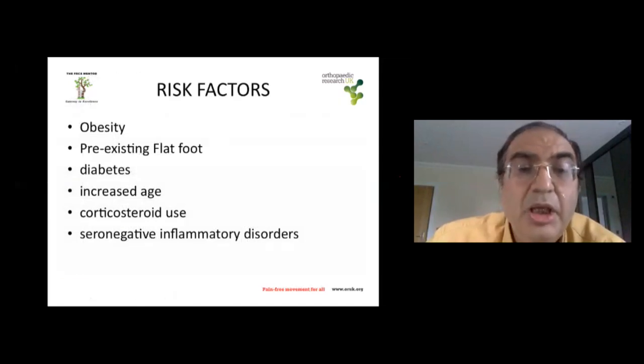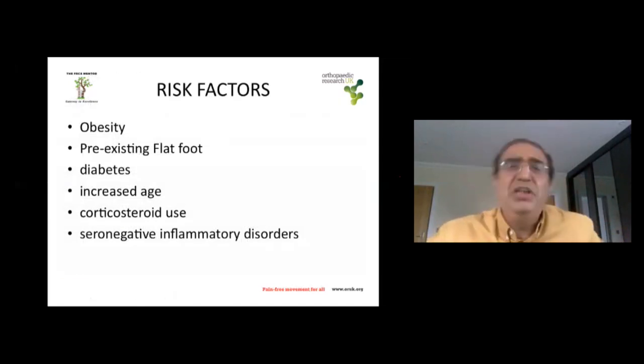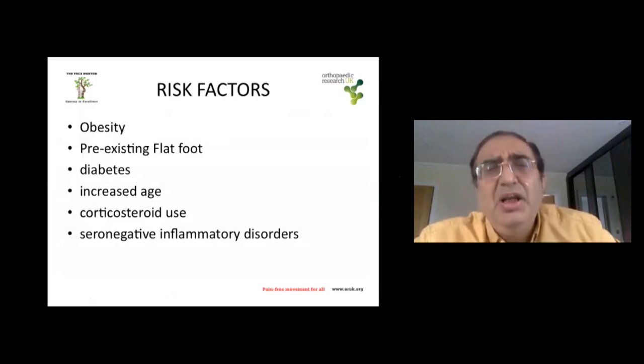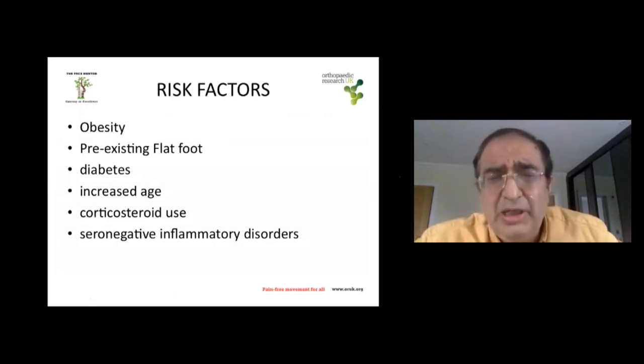So the risk factors of tip post: it is generally in the 5th and 6th decade of life, and usually in obese ladies. It is very common in females. Pre-existing flat foot is a risk factor. Also diabetes, corticosteroid use, and sometimes seronegative inflammatory arthropathy.